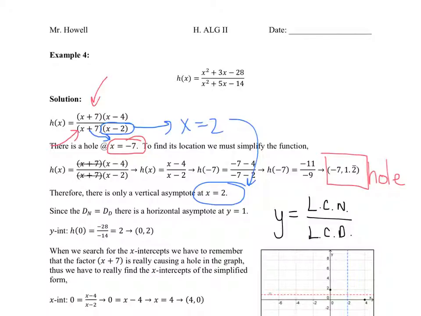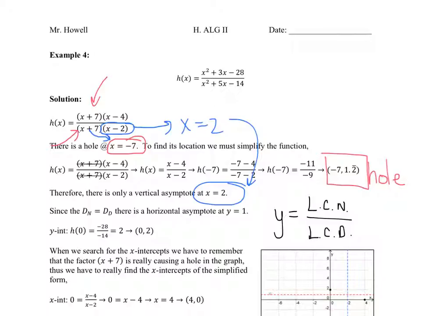If the degree of the numerator is less than the denominator, it's simply y equals 0, also known as the x-axis. If the degree of the numerator is greater than the denominator, that was the last example, where we have a slant asymptote, and we can use synthetic or long division to figure out what that slant asymptote is.